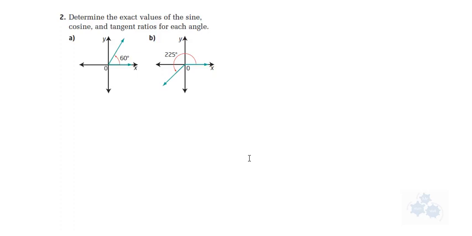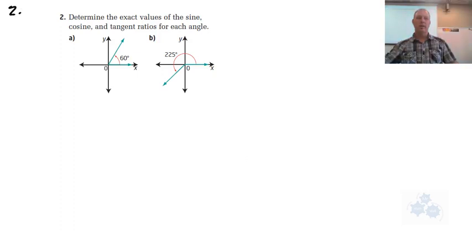Okay, so this is 2.2 number 2, and this is kind of near the beginning of the assignment. I asked you to do B, so here's what B looks like. Okay, so it's asking you for exact values of the sine, cos, and tan for each angle.